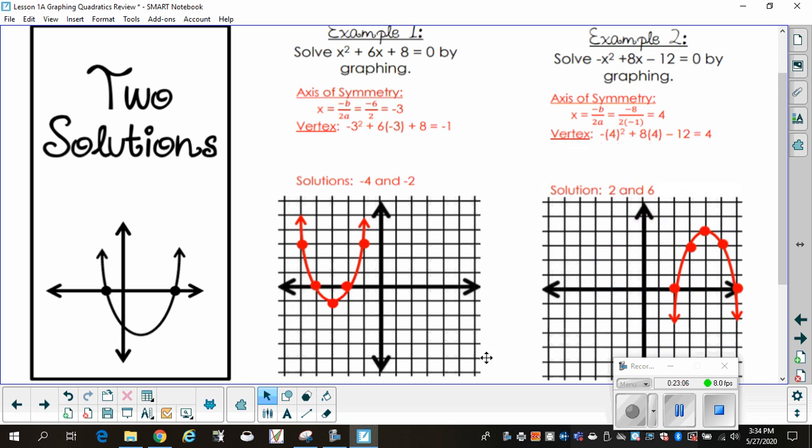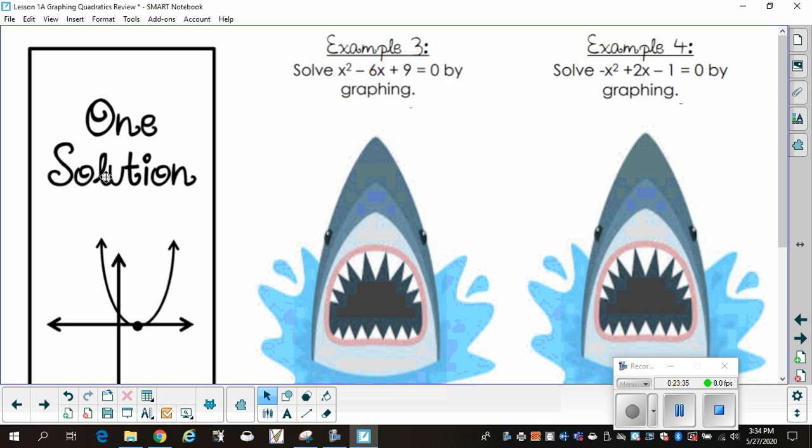Example 2. This one, you wound up with an axis of symmetry at x equals 4, vertex at 4, 4. It opens down, right 1, down 1, right 2, down 4. And your solutions are 2 and 6. If you need to take a little longer to write in any of this information or to show the work, pause the video and then restart it when you're ready. Moving on, 1 solution. Example 3 and example 4. If you didn't already do these, pause the video now and then restart it when you're ready to check your answers.